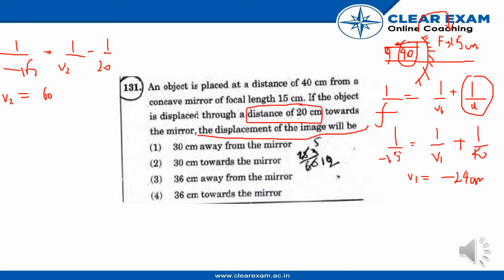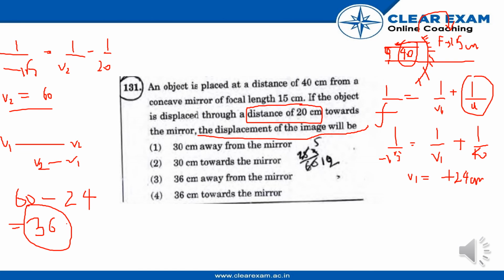So we need to find the distance from v1 to v2, so that will be v2 minus v1. So 60 minus 24, that equals 36 centimeters towards the mirror. So this will be our solution, 36 centimeters towards the mirror.